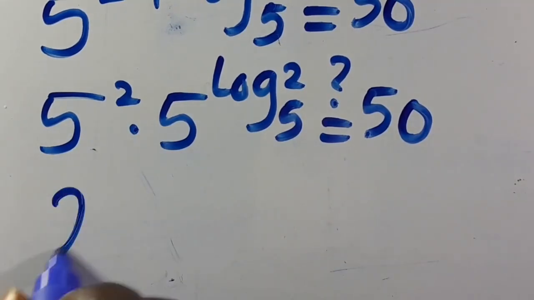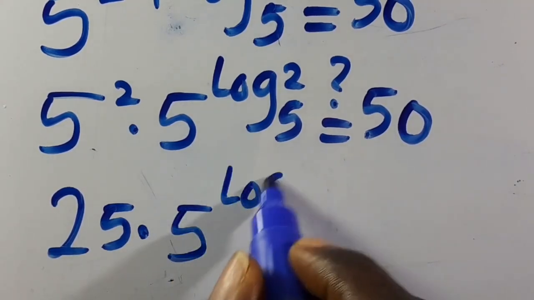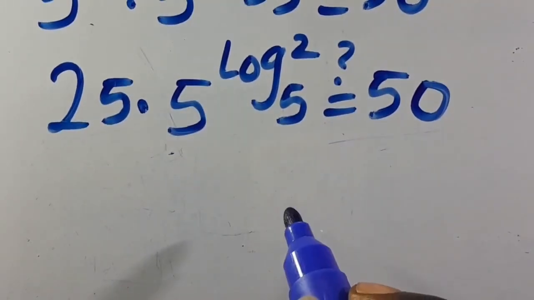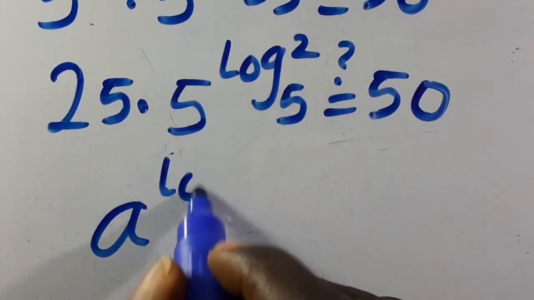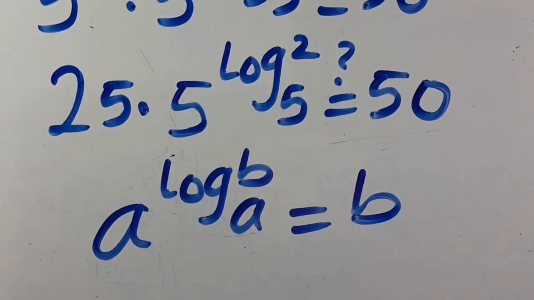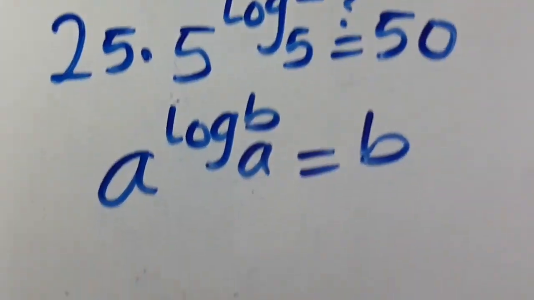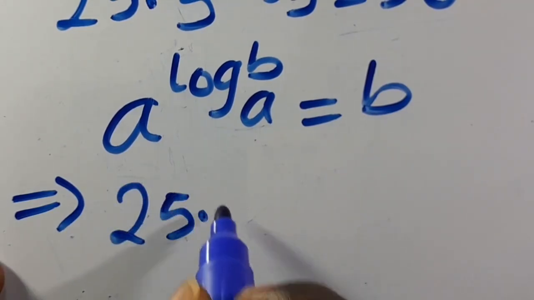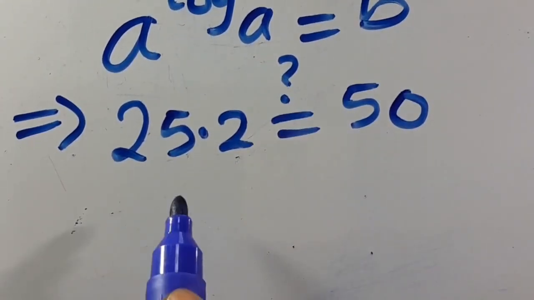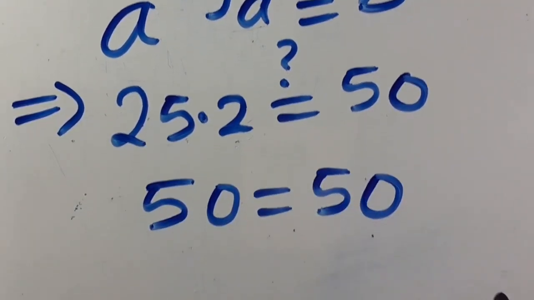5 to the power of 2 will be 25. Then multiply by 5 to the power of log of 2 in base of 5, then it's going to give us 50. Mind you that when you have a to the power of log of b to the base of a, the output of this will be b. So far the base are the same here, the output will be b. Here also the base are the same, the output will be 2. So this implies you have 25 multiplied by 2, then it's going to give us 50. So 25 times 2 will give us 50, which is equivalent to 50.